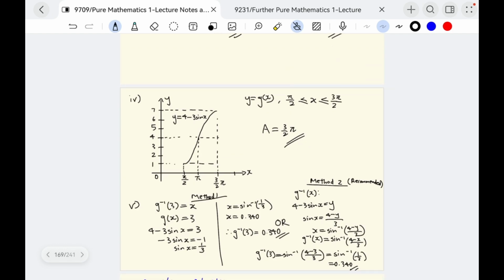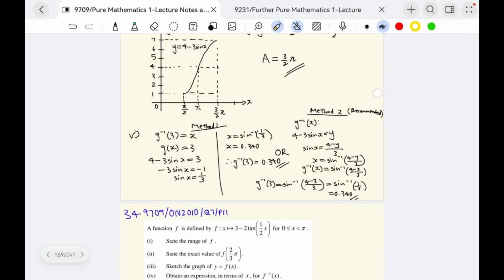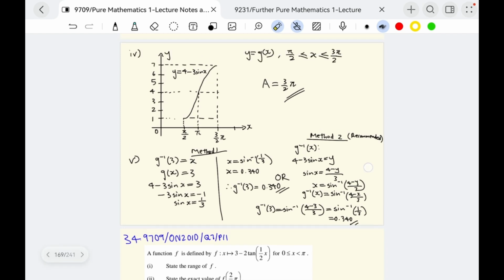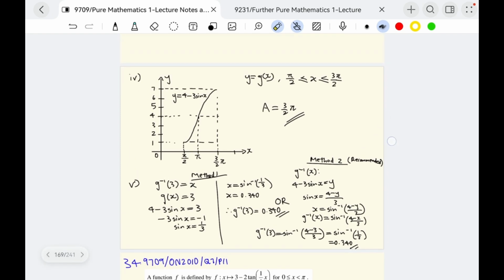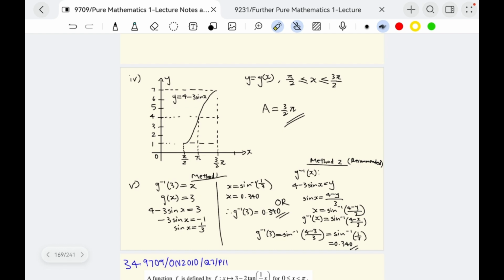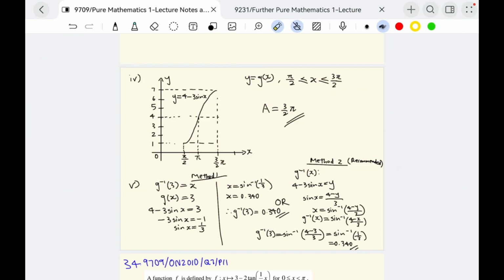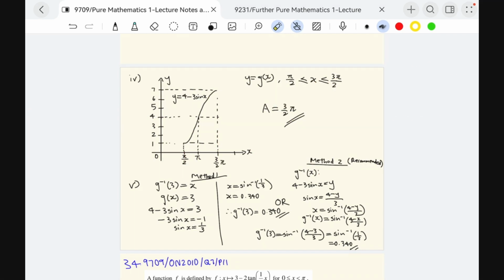So yeah, that's the end of this question. Okay, so as the same, for the rest of the questions, I need you to try them out by yourself, okay? After I have ended the lecture and discussions for pure mathematics one, I plan to post the solutions of the exercises for chapters 5, 6, 7, 8. Okay, so yeah, I declare that chapter 5 trigonometry has officially ended. So let's move on to the summary for chapter 5.